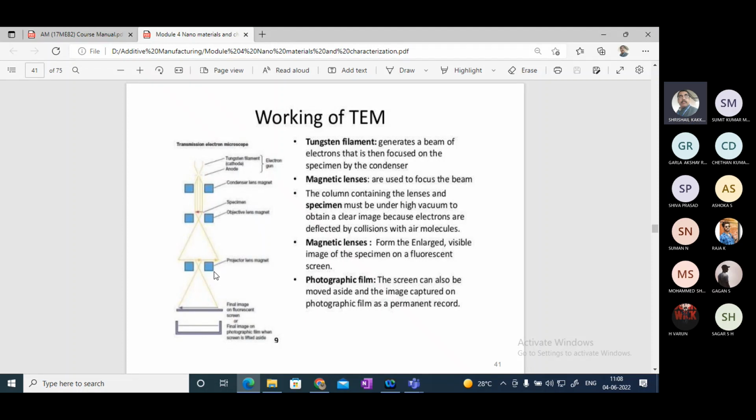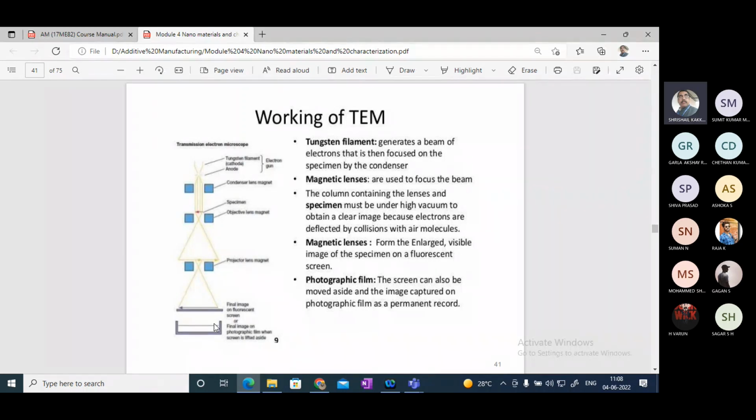And next this will be called the final image, and this final image can be seen on the fluorescent screen. Even we can magnify it further, and we can take the film output also. We can take the photographic film also by means of this. This is how the transmission electron microscope works.